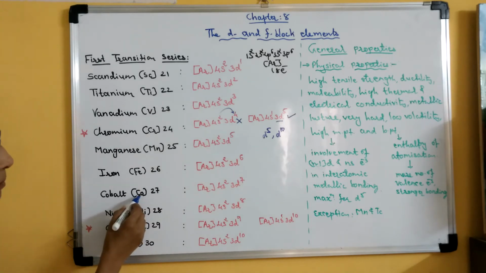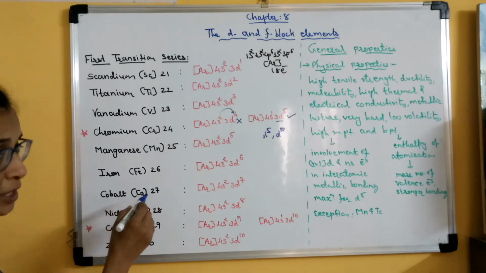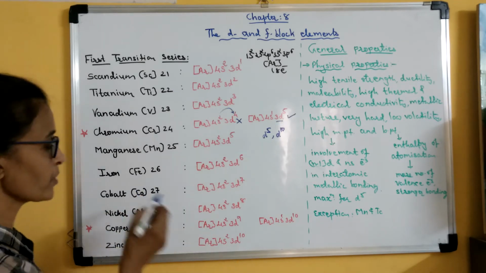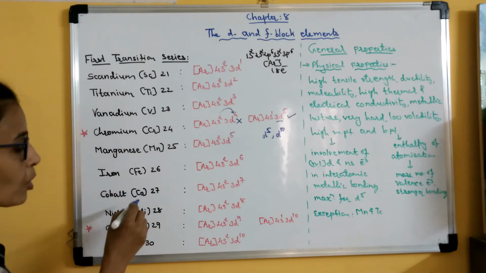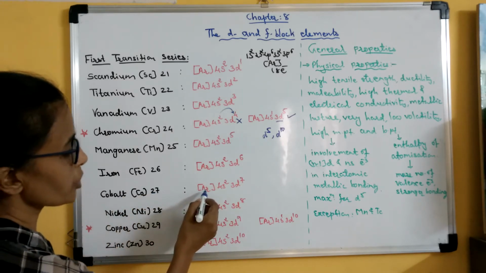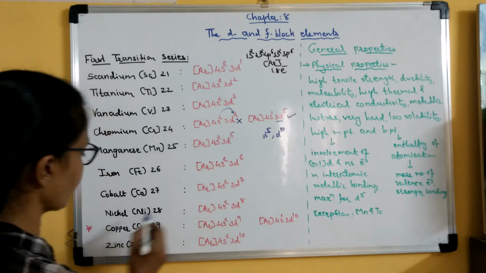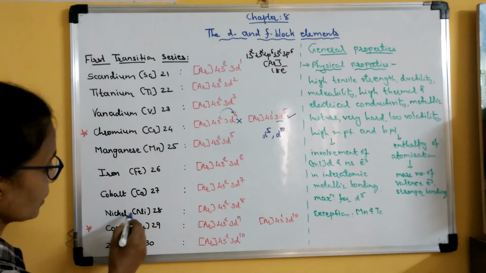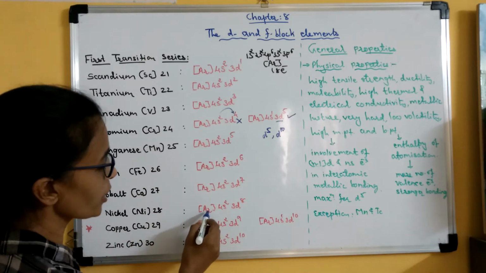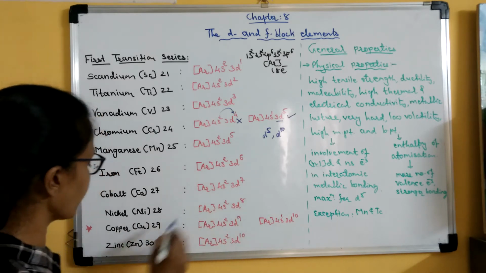Cobalt, the symbol is Co, here O is small. If you write capital, then it is carbon monoxide. So C is capital, O is small. So cobalt, atomic number 27, configuration is argon 4s2 3d7. Nickel, symbol is Ni, atomic number 28, configuration argon 4s2 3d8.